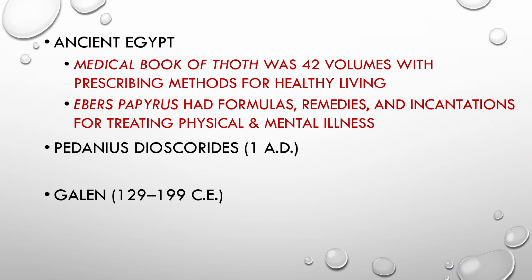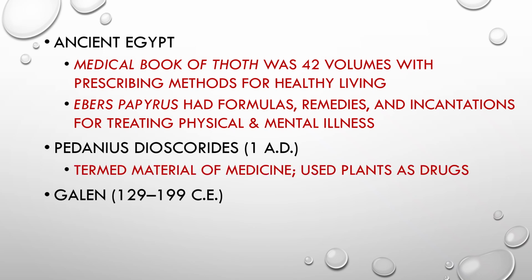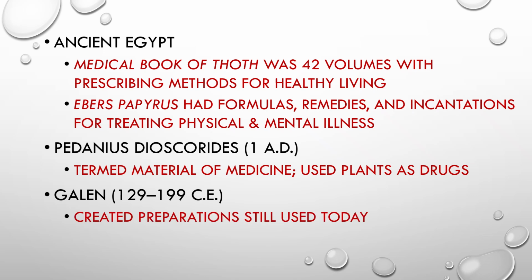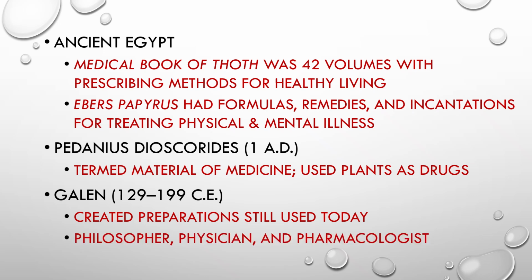Pedanius Dioscorides, moving a little earlier, around 1 AD, actually termed the material of medicine, using plants as drugs. Galen, again still a couple thousand years ago, created preparations that are still being used today. He was a philosopher, a physician, and a pharmacologist. Back then we didn't have just one thing. Lots of historical people had lots of different terms based on their education and what was available to them.